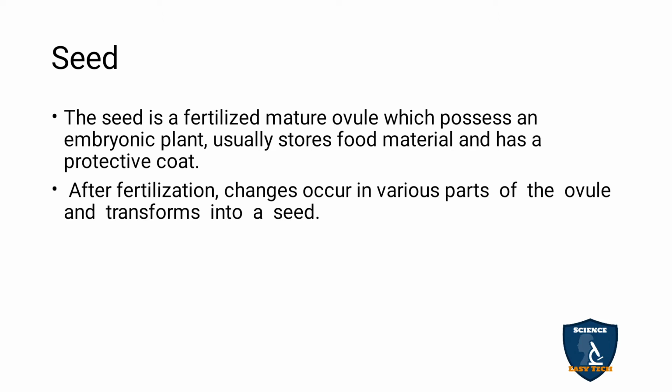From that you can see an embryonic plant, that is the next plant. The new plant will arise from the seed after germination, and also it stores the food materials, and it is surrounded by a coat which is called seed coat. After fertilization, changes occur in various parts of the ovule and transform into seed. That is, after fertilization in the ovule, so many changes take place and it becomes the seed.